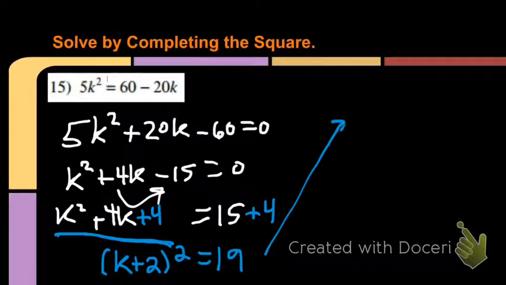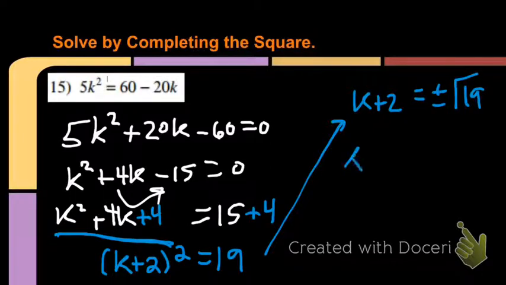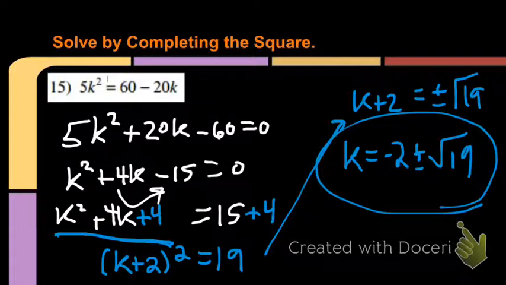Now, extract the root. Take the square root of both sides, and you get k plus 2 is equal to plus or minus root 19, and then subtract 2 on both sides. And you get k is equal to negative 2 plus or minus root 19, which means negative 2 plus root 19 or negative 2 minus root 19. So you can write it separately or write it like that. Alright, and that's completing the square.